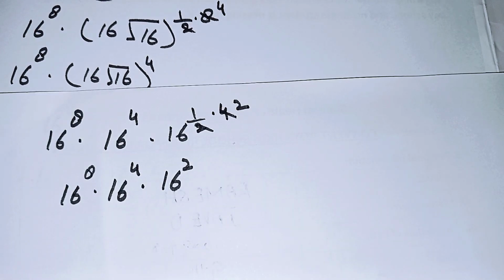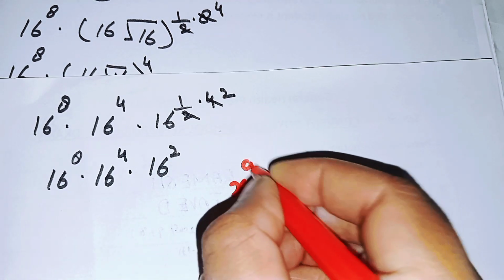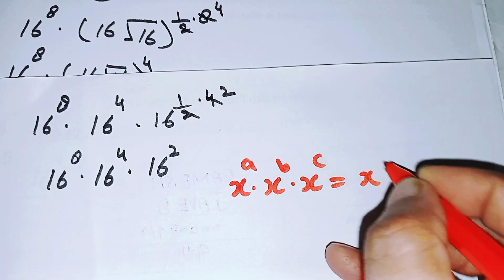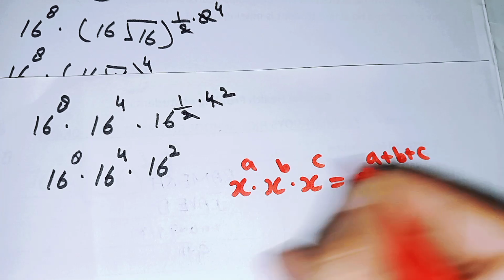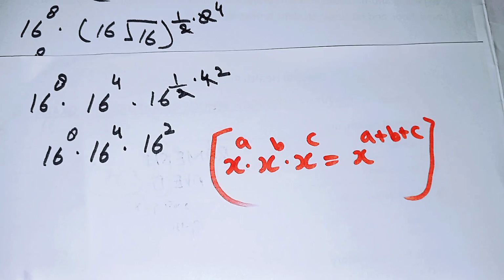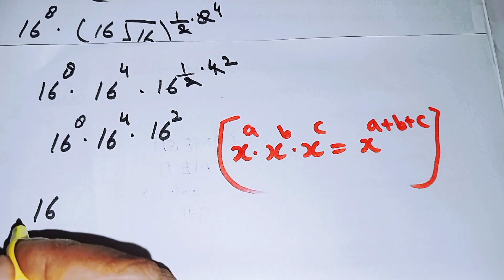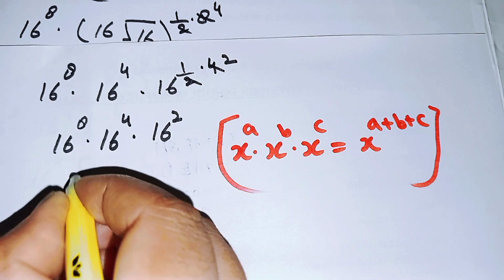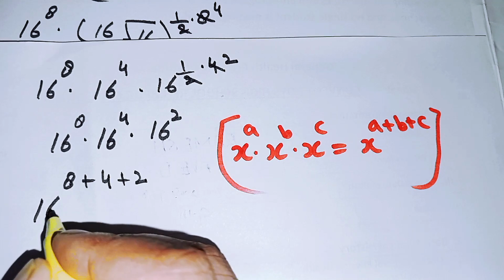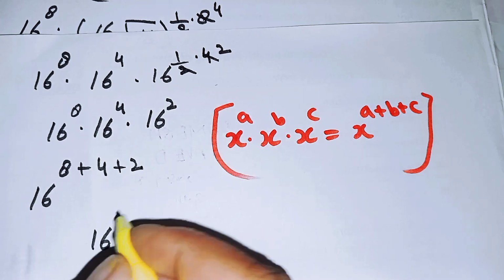So here we can solve with the help of a nice exponential law, which is x to the power of a times x to the power of b times x to the power of c is equal to x to the power of a plus b plus c. So here we can solve according to this. And now this 16 can be written as 16 to the power of 8 plus 4 plus 2. So here we add these powers, and the sum of the powers is 14.